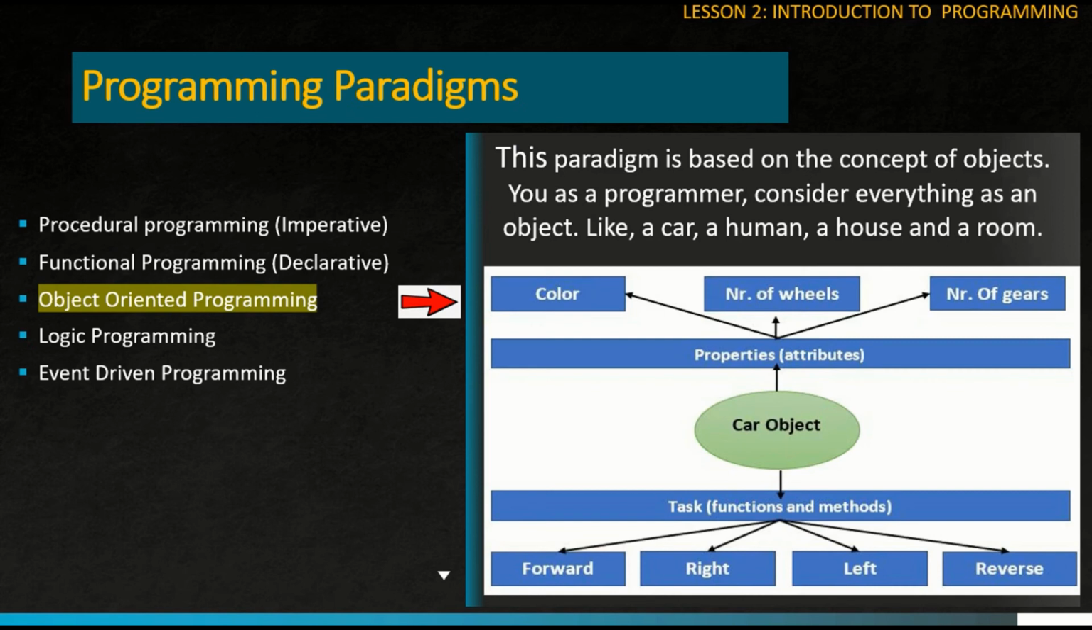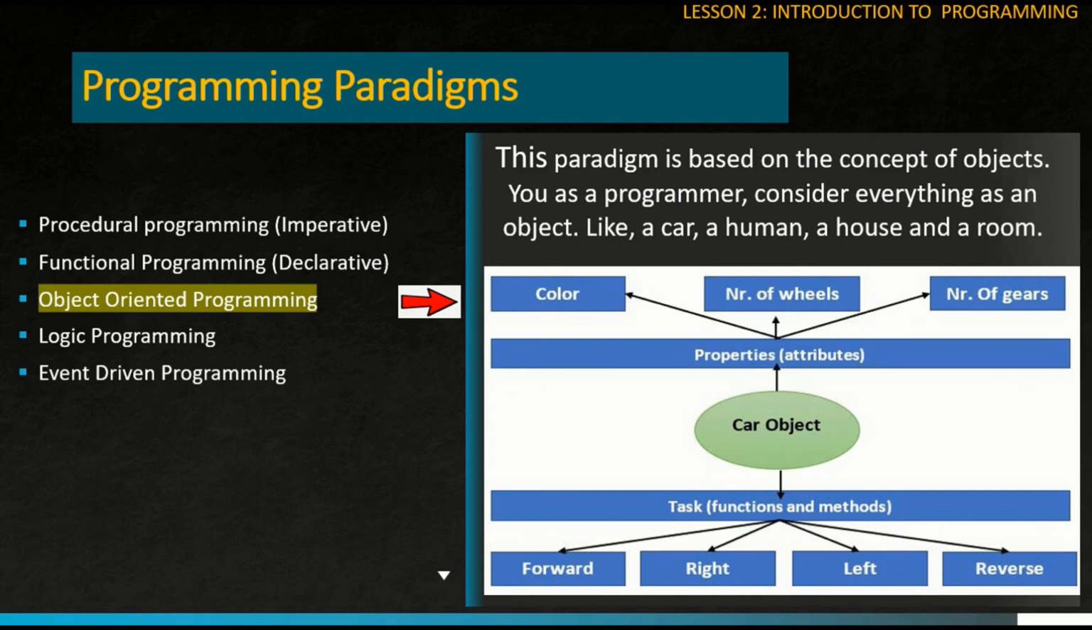It would not be wrong if we say that object-oriented programming is today's standard. This paradigm is based on the concept of object. You as a programmer consider everything as an object. Like a car, a human, a house, and a room. When you choose an object and present it to the computer, you associate properties to that object. Like, if you define car as an object, the properties can be car color, number of gears, number of wheels and many more. The properties you choose to define an object are called attributes.